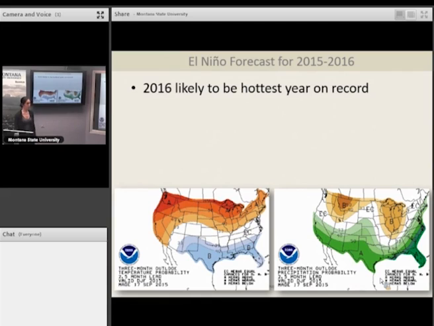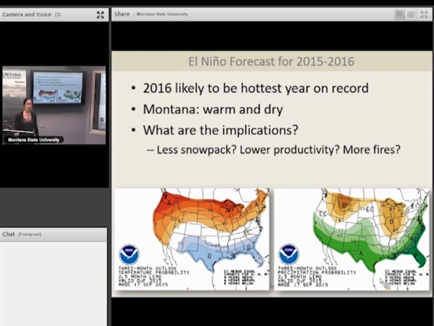Looking a little bit more closely at Montana, this is an area that's expected to be warmer and drier than usual. So my real question then is, what are the implications of these short-term shifts in climate? Might we expect there to be less snowpack, lower productivity in the vegetation, and potentially more fires next summer? And then also, how does that impact things spatially?